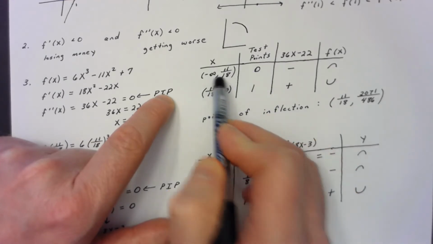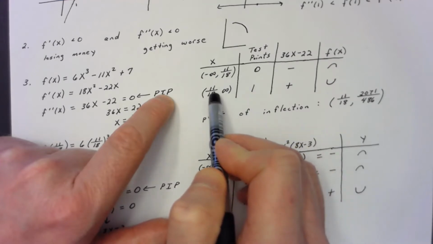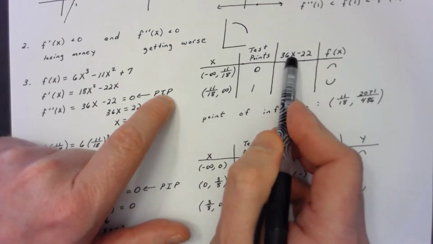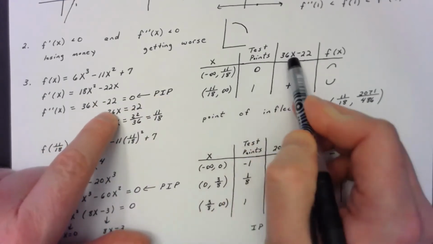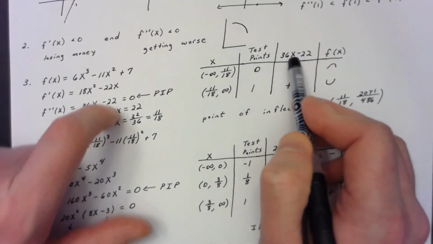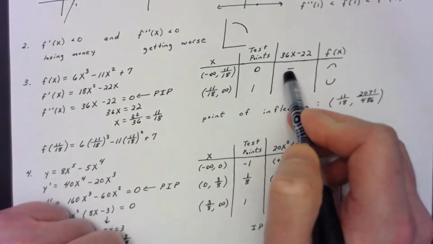0 is in my first region. 1 is clearly in my second region. Now, when I choose those test points, I plug them into the second derivative. That second derivative was 36x minus 22. When I allow x to be 0 here, I'll just get a negative 22.